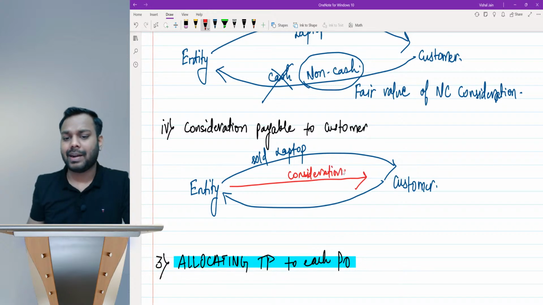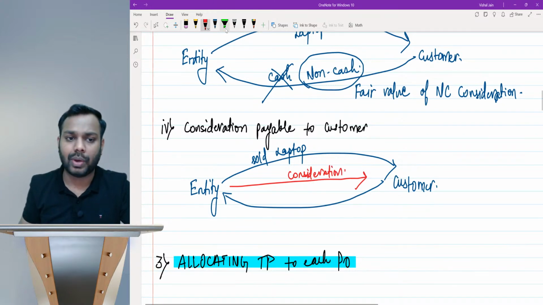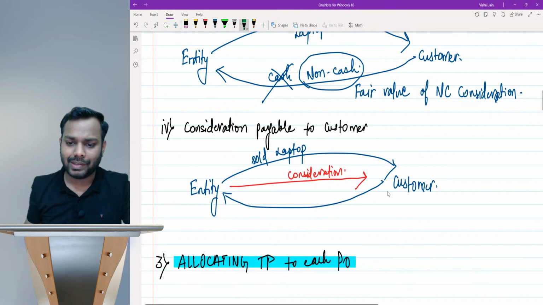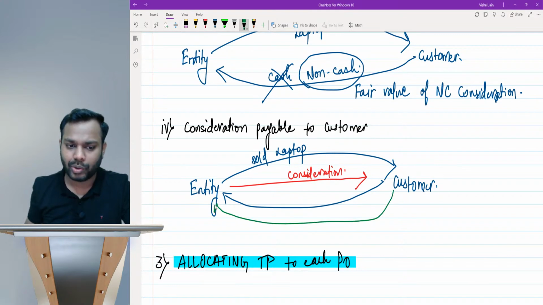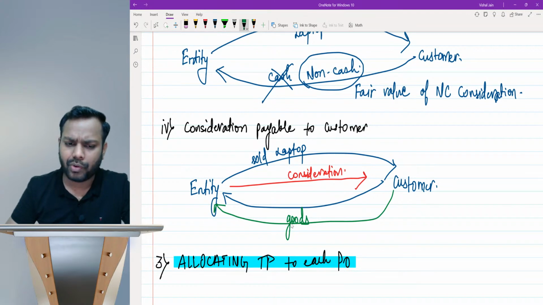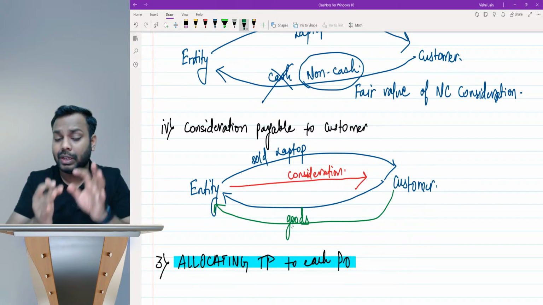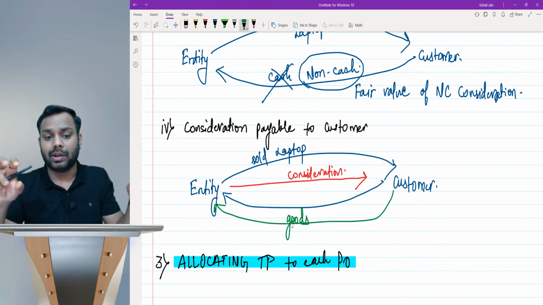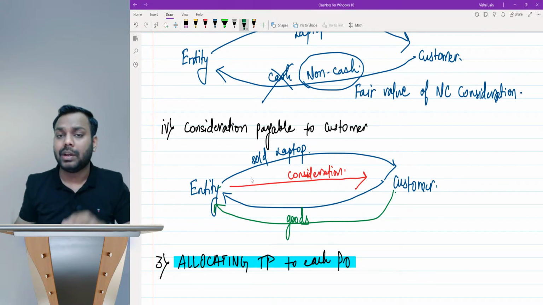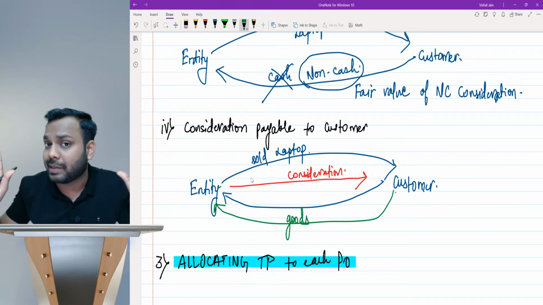So the standard says that there can be two aspects for that. What are the two reasons which the standard mentions? Reason one is the customer has supplied certain goods to the entity, for which the consideration is being paid by the entity to the customer. And if that is the case, you have to treat it as a separate transaction. The sale of laptop and the consideration for that, and the transfer of goods by the customer to entity and the consideration paid by entity to the customer. Treat these as two separate transactions.